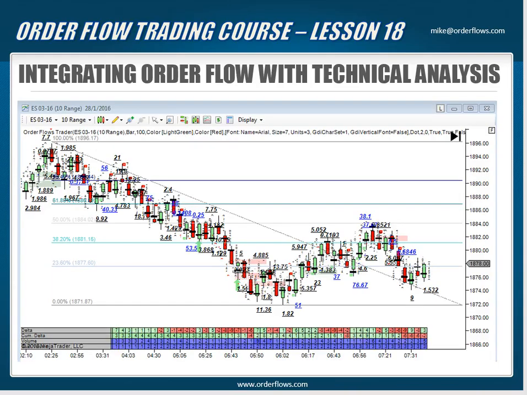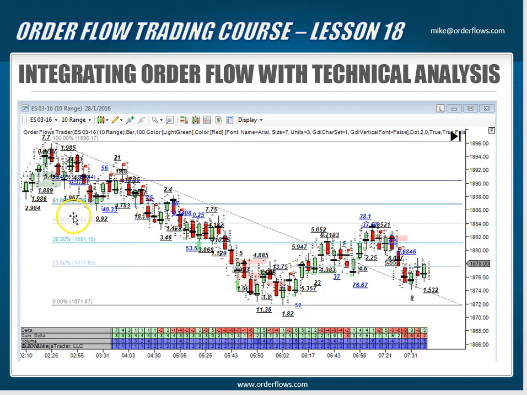Let's take a look at other forms of technical analysis and order flows. So this is a Fibonacci chart. Well, this is the order flows chart with Fibonacci retracements laid into it. I like to use 50% as a pullback.